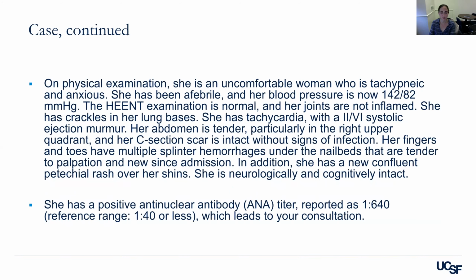She had crackles in both of her lung bases, was tachycardic with a 2 out of 6 systolic murmur, had abdominal tenderness, particularly in the right upper quadrant, and was noted to have multiple splinter hemorrhages in her fingers and toes under the nail beds that were new, as well as a new confluent petechial rash over her shins. Her neurologic status at this time was normal. And she was found to have a positive anti-nuclear antibody, which was what prompted the consult to you as the rheumatologist.